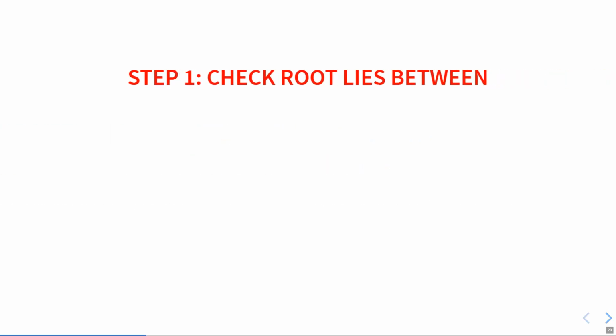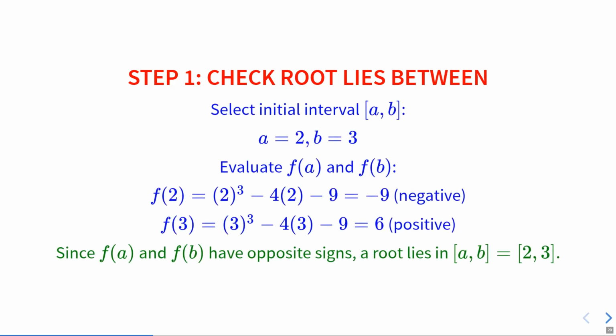So first we have to check that the root lies in the interval. I am taking the interval a and b, where a is 2 and b is 3, and then I am going to calculate f(a) and f(b). So f(2), if I put x equal to 2, gives −9, negative, and f(3) gives 6, positive. Since f(a) and f(b) have opposite signs, a root lies in the interval a to b, that is between 2 and 3.